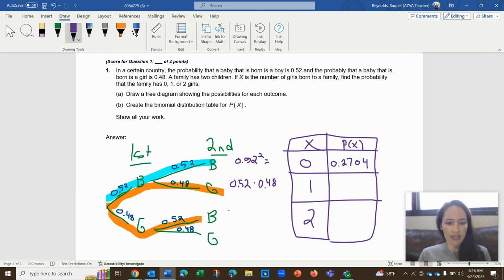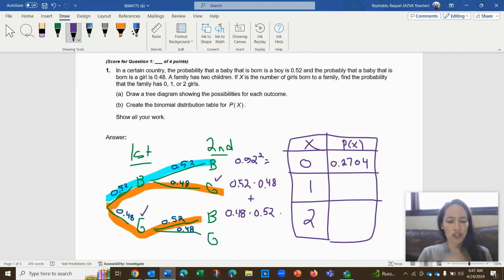And then look at that. That's going to be 0.48 times 0.52. So 48% times 52%. But because it still means just one girl, the only difference is the girl is first or the girl is second. It doesn't matter. They're not asking for the order that the child is born, just how many girls are present. You can add these, or you can multiply one by 2.